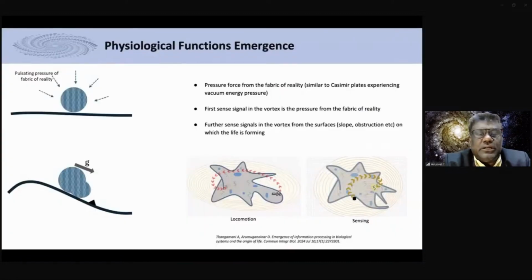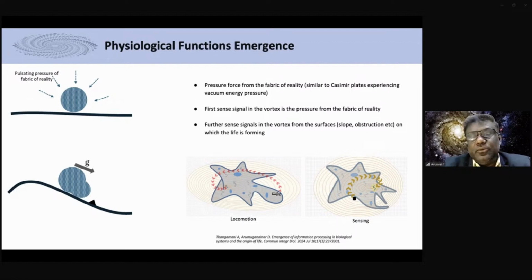So first, we would start to look into the pressure from the nature of reality acting on the cytoplasmic matter. The first sense signal in the vortex is actually the pressure from the fabric of reality. When the prebiotic soup forms and engages with the pressure from the fabric of reality, the first sense signal is actually formed in its vortex.